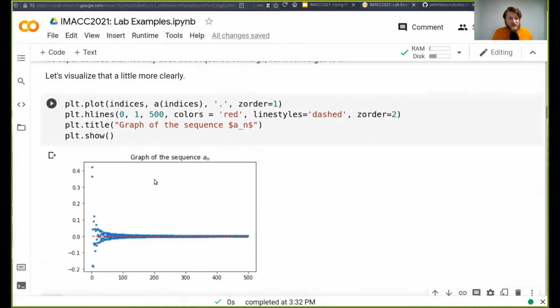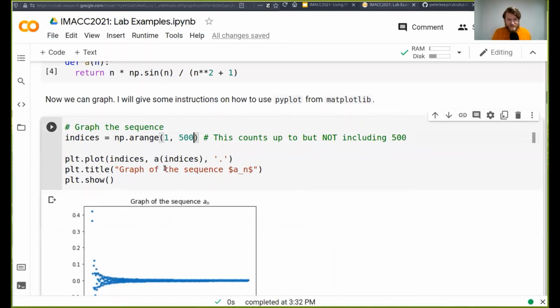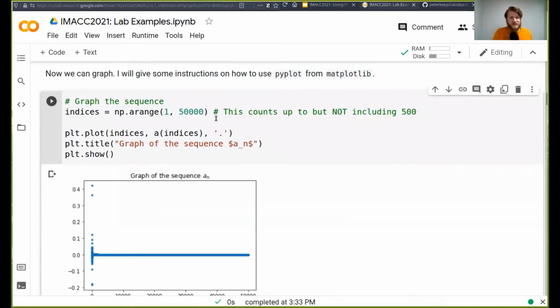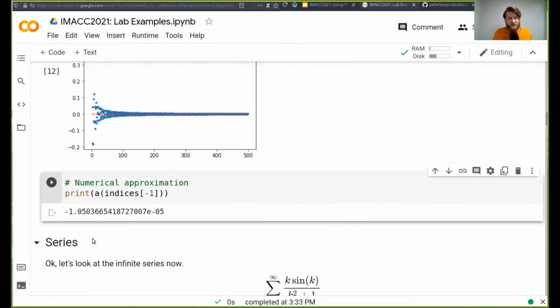And if they're not sure, the great thing about this is that they can go back here. They can take this list of indices and they can just add a couple zeros and say, all right, let's go up to 49,999. We'll run this again. So now you can see our graph doesn't look very interesting. And I'm just going to skip down to the numerical approximation. This is negative 0.0000105, right? It's times 10 to the -5 here. So hopefully they're able to see that, like, okay, yes, this sequence is converging to 0.